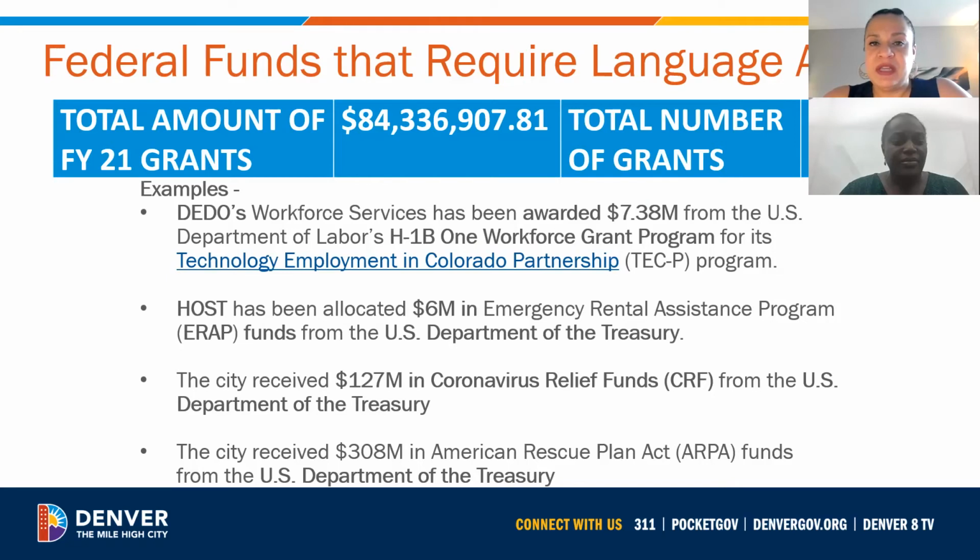And again, I'm going to use this percentage as an example. If we allocated 5% of the 84 million, the city would have $4 million in resources for language access services. So as other examples that we see here, hosting and other agencies receiving different types of grant money. In doing your four factors and understanding what your cost is going to be, maybe a percentage of that could be used for your language access services.